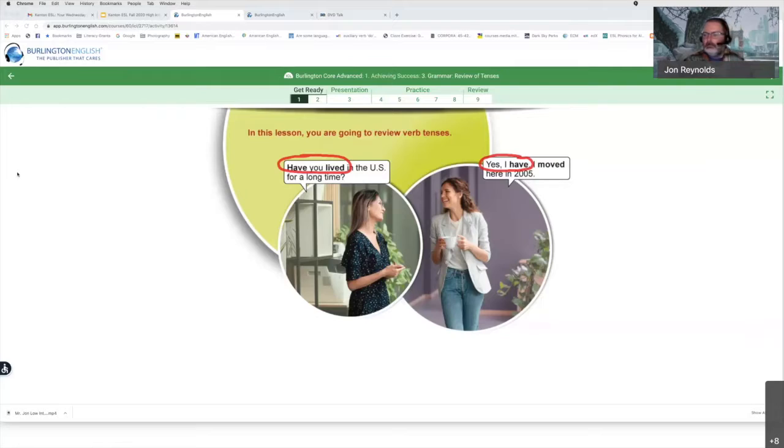The past perfect. Oh, you're 50% correct. Not the past perfect, but the present perfect. Yeah, so that's kind of the thing we're going to just review a little bit here, Rena.